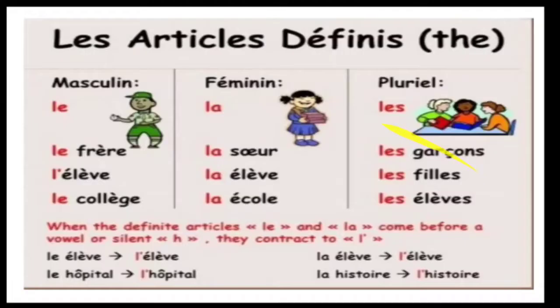Let us see the example. Les articles définis, it means the only. So masculine, le frère. Frère means brother. And l'élève also is a masculine noun, but it begins with a vowel, so you have to put l', the student. And next, le collègue, the colleague. And next, feminine, la sœur, the sister. L'élève, here also you have to put l' there. And l'école also begins with a vowel, so you have to put l'.